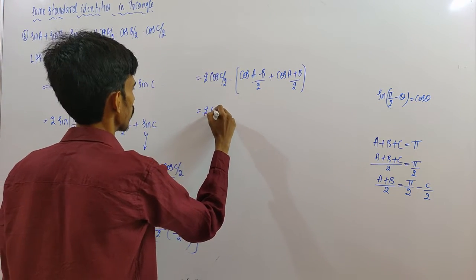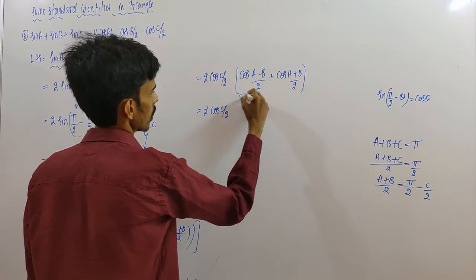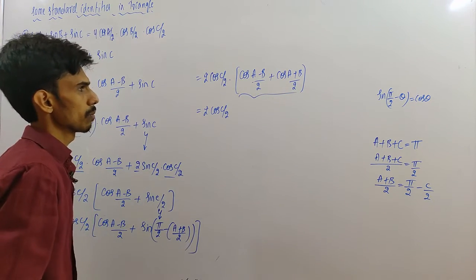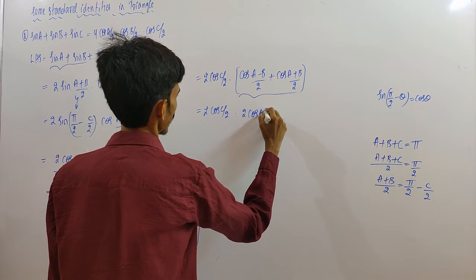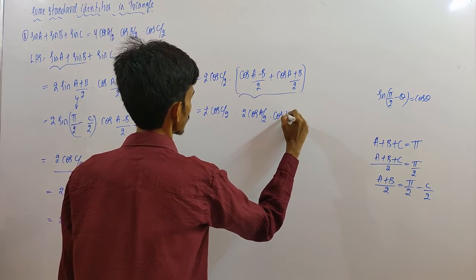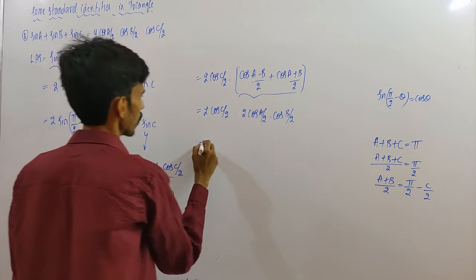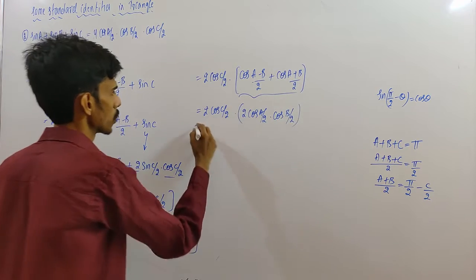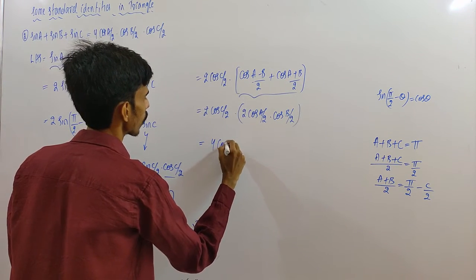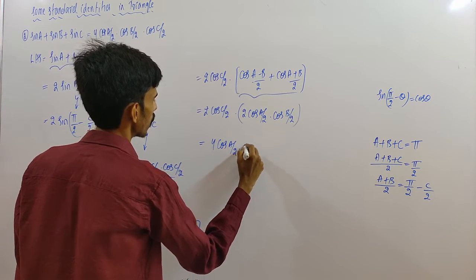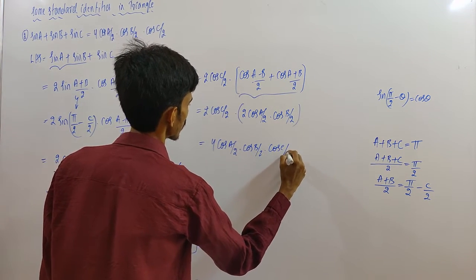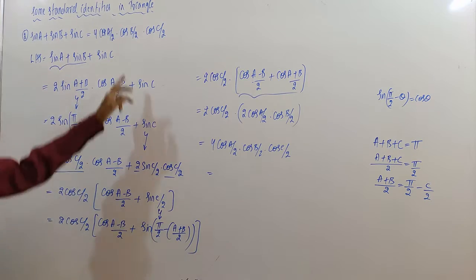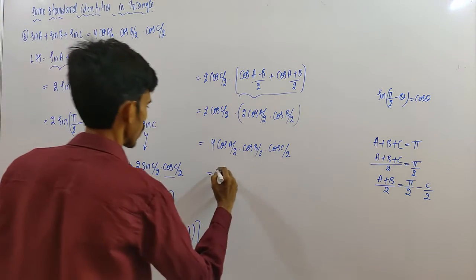That equals 2 cos (C by 2). Cos ((A minus B) by 2) plus cos ((A plus B) by 2) is 2 cos (A by 2) cos (B by 2). So it will become 2 cos (A by 2) cos (B by 2). Now multiply this. 2 into 2 is 4. 4 cos (A by 2) cos (B by 2) cos (C by 2). Now that is RHS.